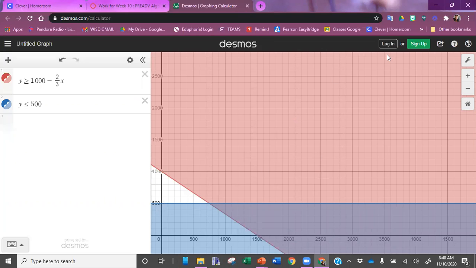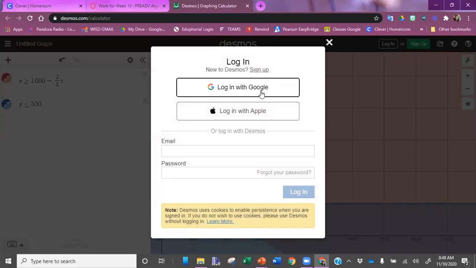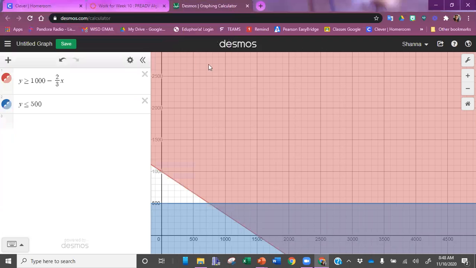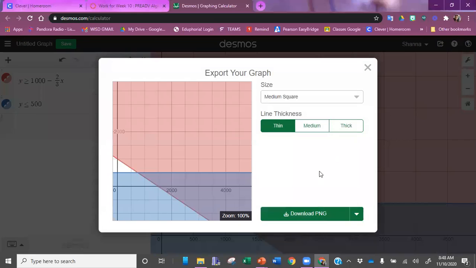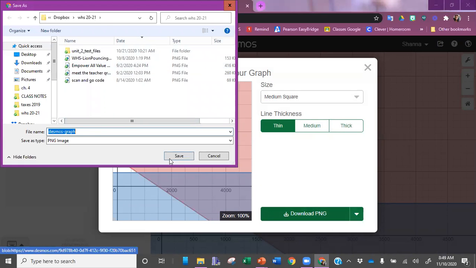Now, for your assignment today, when you are doing this, let me log in really quick. When you're done, a part of your assignment is to submit your graph. To submit the graph, you're just going to click on this little share graph button, and you're going to export the image, and it'll download it to your computer. Okay, and so then you can hit download, and then save it wherever you're going to save it on your computer.